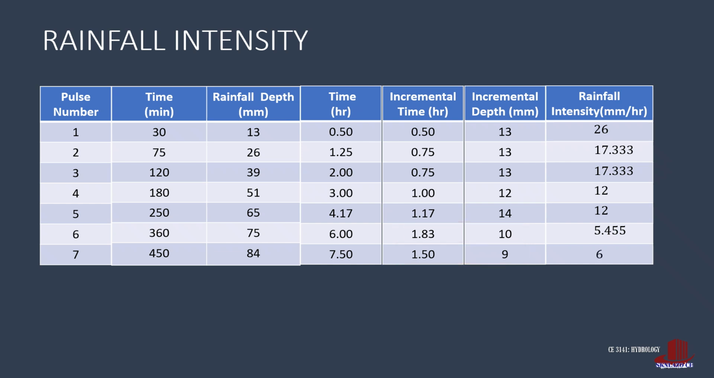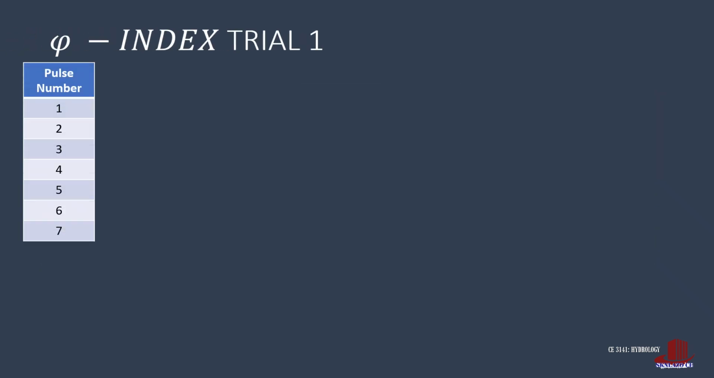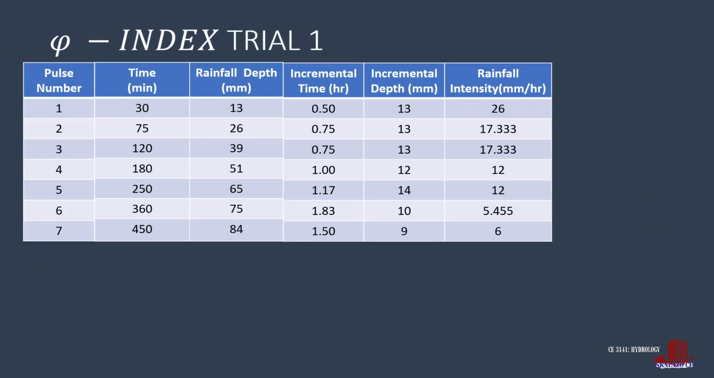Now we have the rainfall intensity. This is what we compare with the phi-index later. We don't actually need to plot a graph, but you may do so if you think you need a clearer picture. Now let's start iterating for the phi-index.